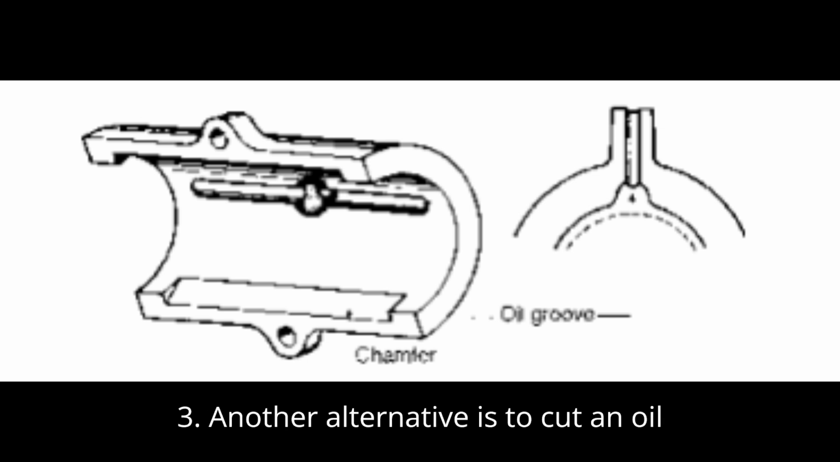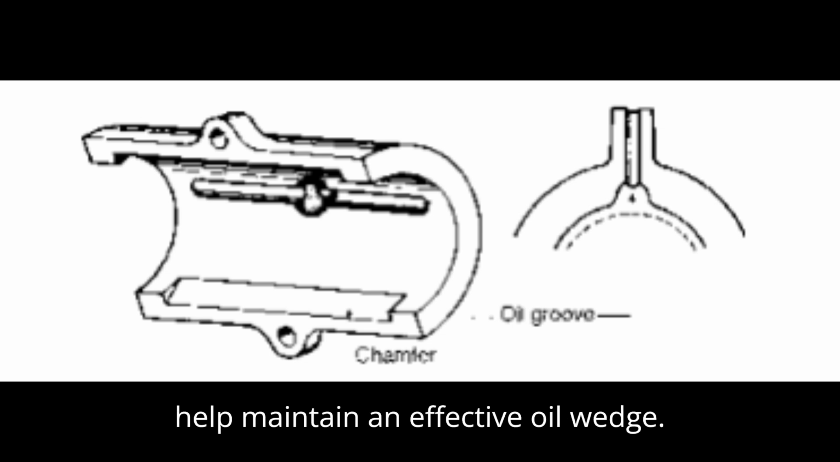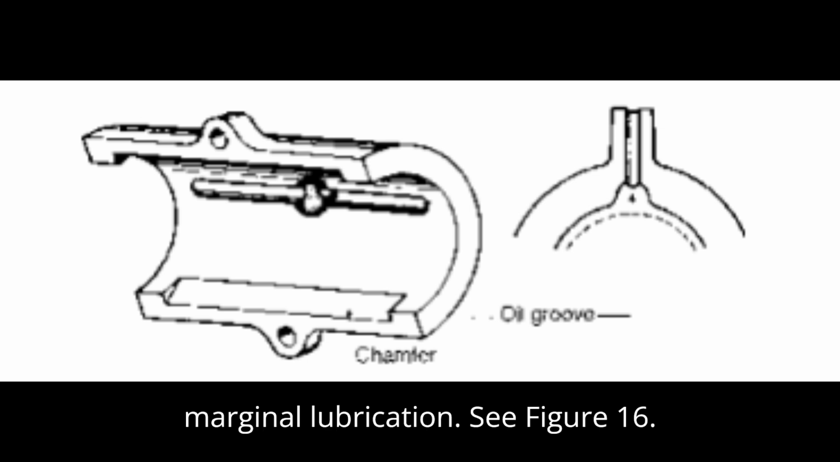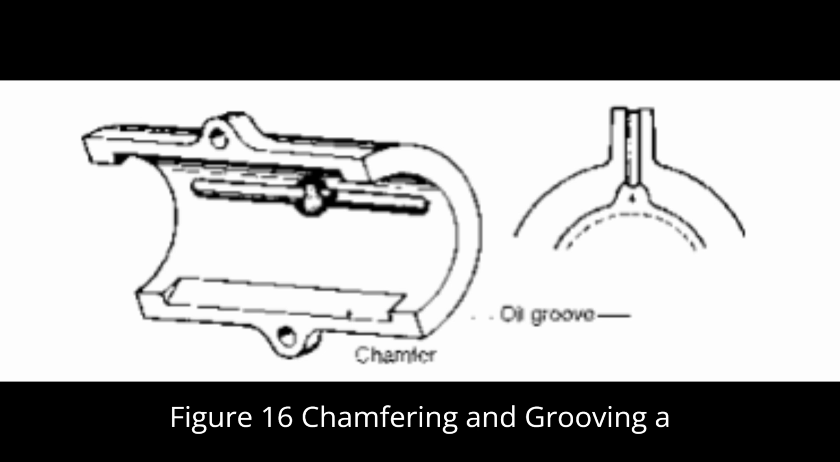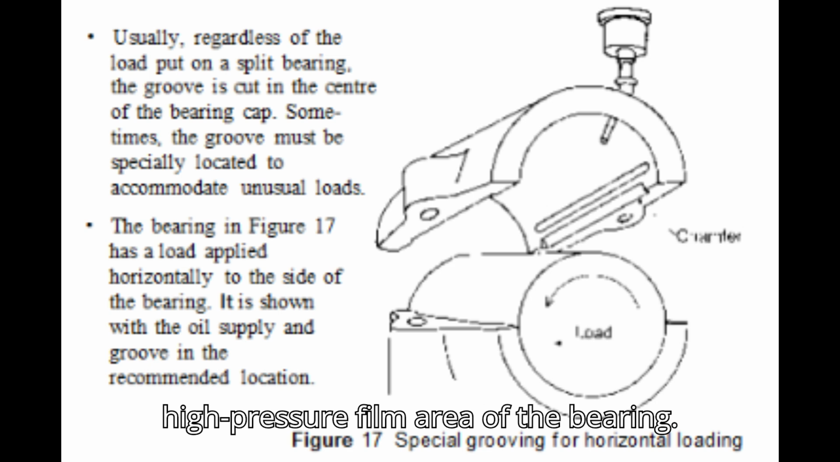3. Another alternative is to cut an oil groove in the center of the bearing to help maintain an effective oil wedge. This method is used mainly for casual, marginal lubrication. See Figure 16. Figure 16, chamfering and grooving a bearing. Always cut grooves in the unloaded section. Do not extend grooving or chamfering into the load area or the high-pressure film area of the bearing.